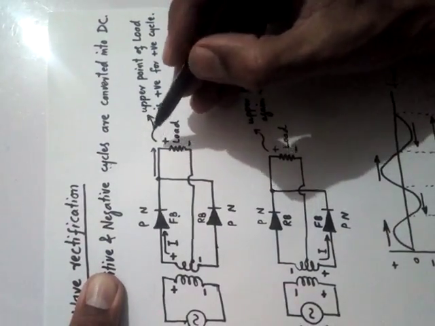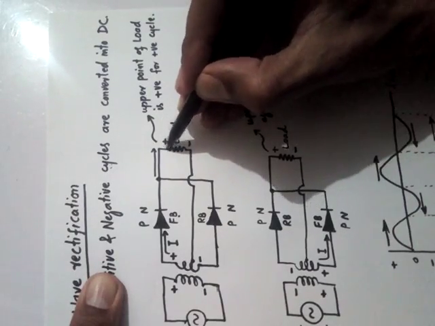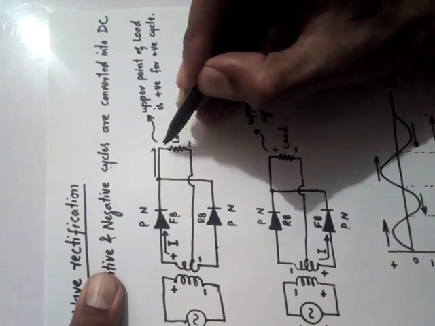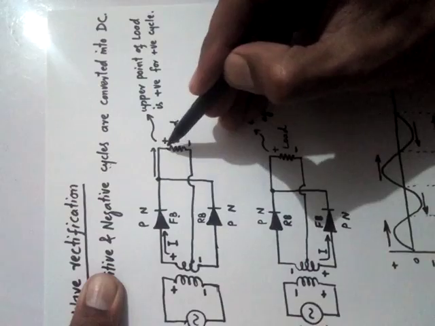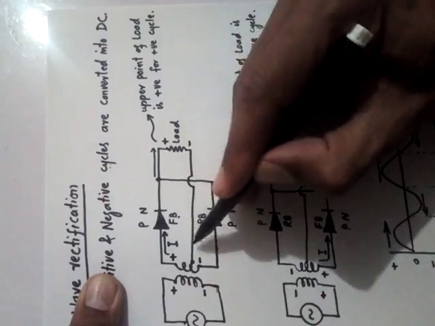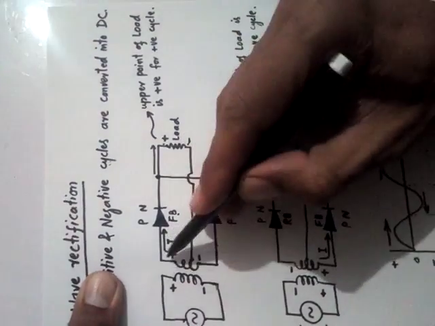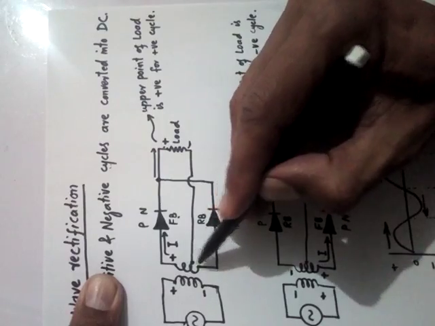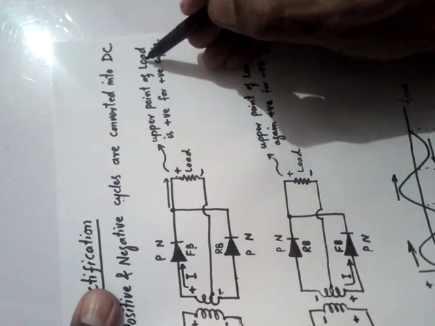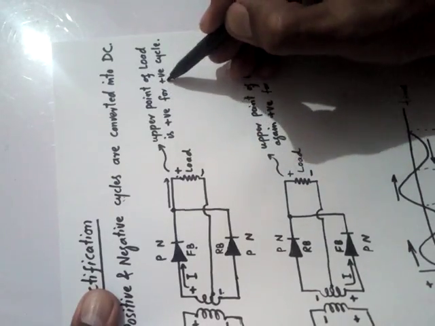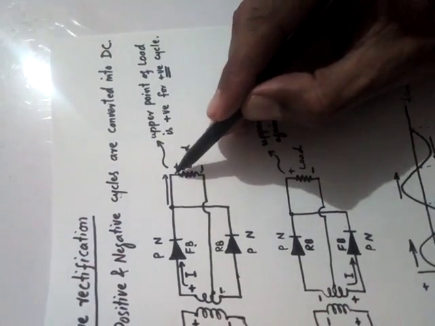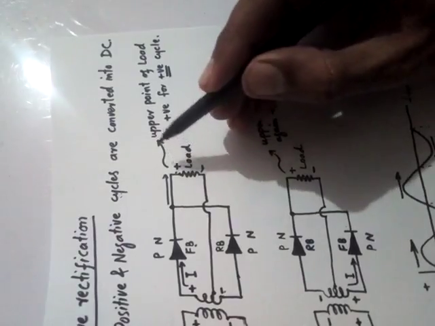Clear? Now you can see that the upper terminal of the load will be positive. Getting my point? Because the positive current is coming this way, this portion will be positive, and for reference we assign a negative sign to this portion, because for positive there is always negative. This is positive, this is negative, and this middle point is referred to as negative. Now the upper point of the load is positive for the positive cycle. Keep this in your mind.